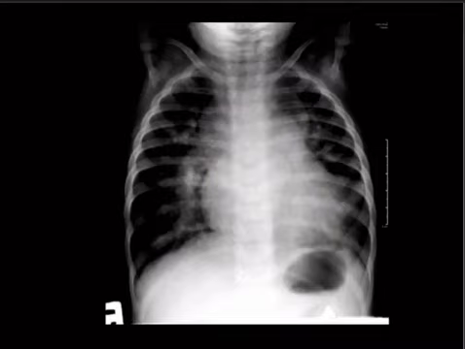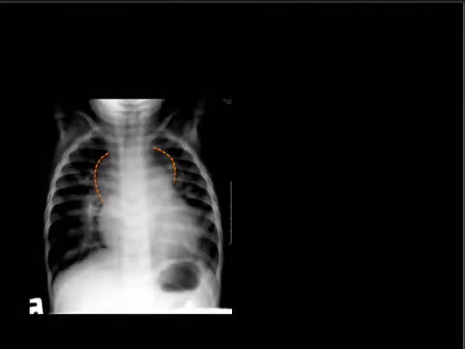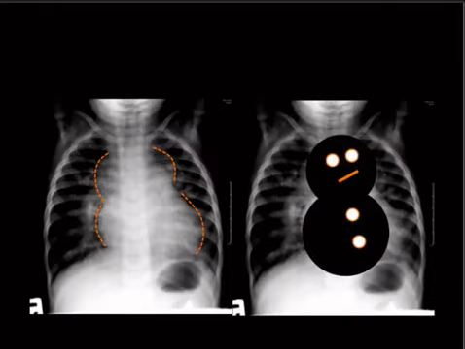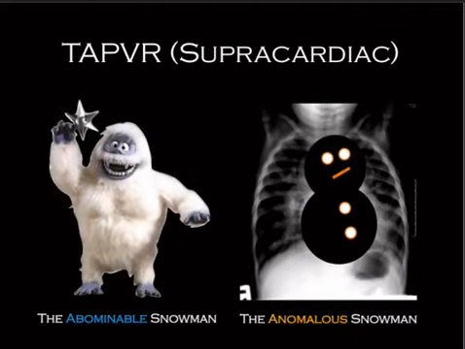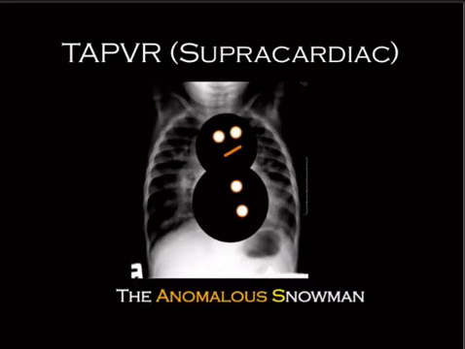Here's the next one. Same sort of deal, and you notice that the mediastinum has an appearance like a snowman. So this is total anomalous pulmonary venous return, and this is the supracardiac form of that, and I will talk about the different subtypes later on in the lecture. And here's how I remember this. We have the abominable snowman, and then we have the anomalous snowman. So to remember that the snowman is, you can say those things that sound similar. And the S is for supracardiac, so that's how I keep that straight.